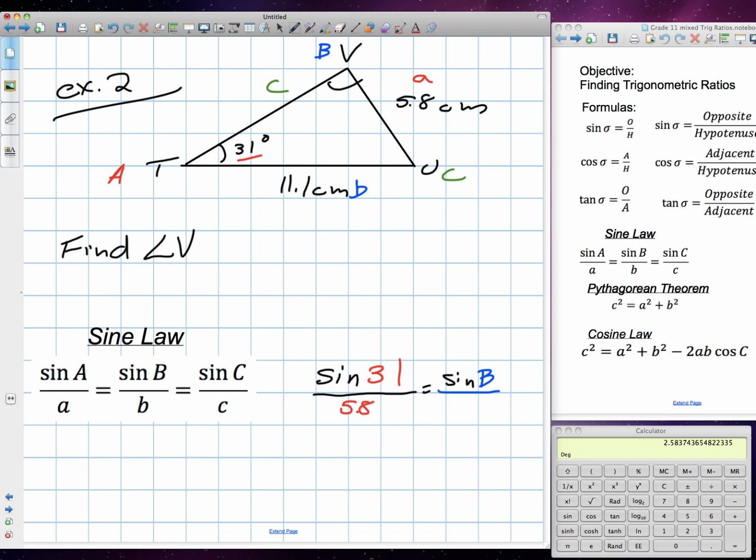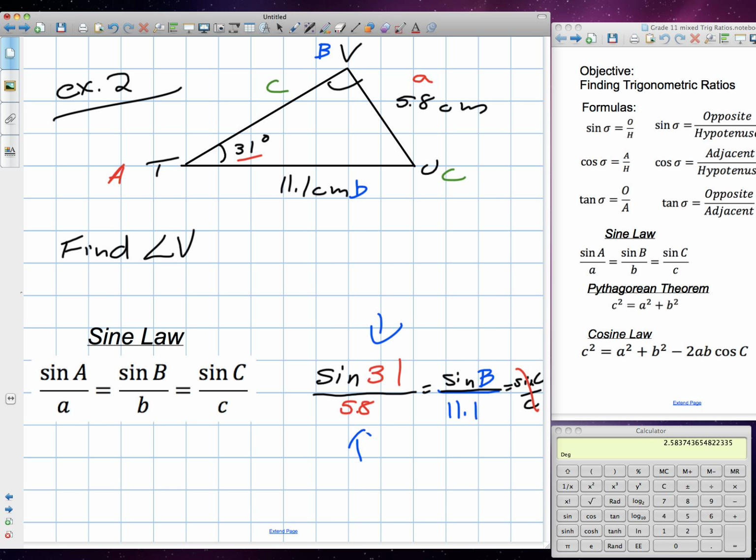Divided by, do we have the measurement of our side B? Yeah, 11.1. And finally our C. We don't have anything for C, okay? So we don't have anything of the C ratio, so clearly I'm just going to drop that off. And I have the measurements to 3 of the variables.